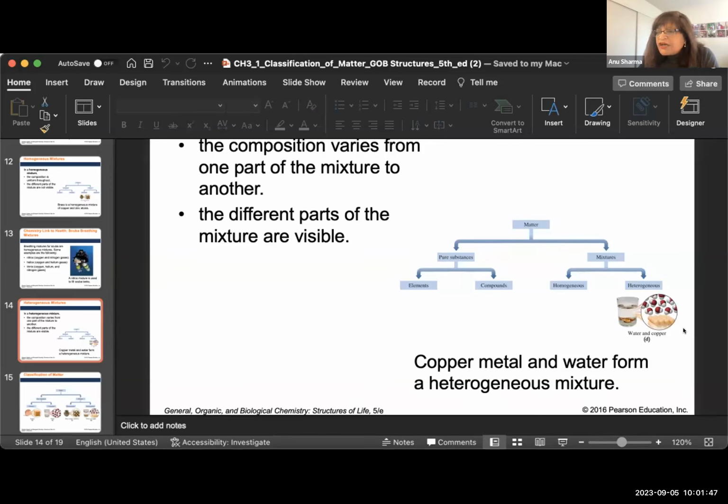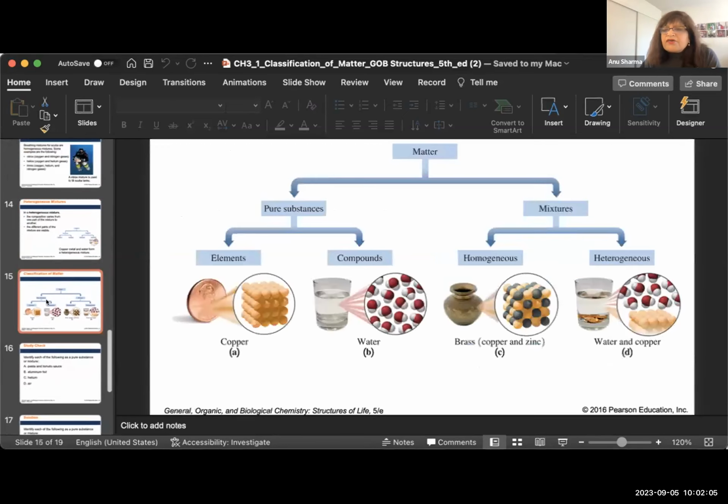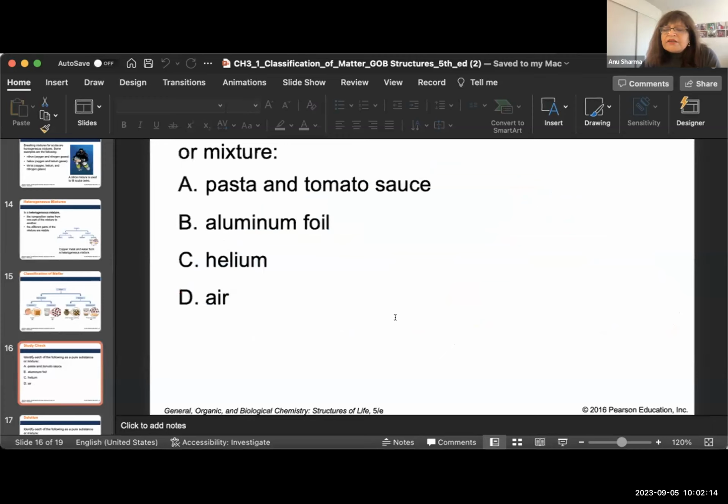But heterogeneous mixtures, like I said, are made up of two or more different substances which can easily be seen by the naked eye. So this is a mixture of copper metal and water. And you can clearly see copper pennies sitting at the bottom and water on the top. So you can clearly say that this is a mixture, okay? Now we talked about all these things, about the elements, compounds, homogeneous and heterogeneous mixtures. So these are the basic things.